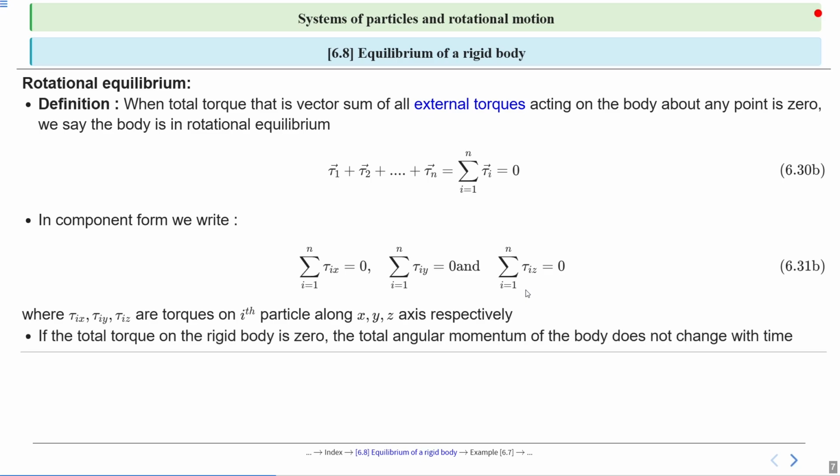So if the total torque on the rigid body is 0, the total angular momentum of the body does not change with time, because the net torque on the rigid body is 0.